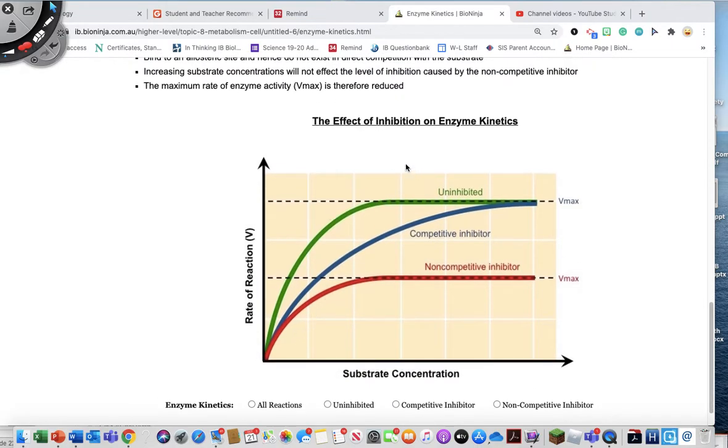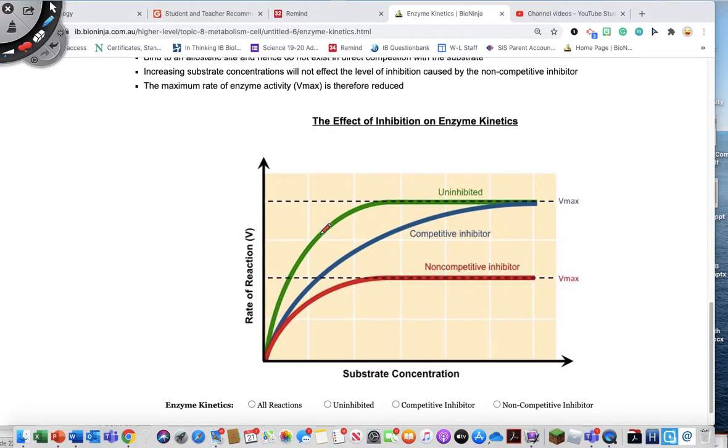So here we see the effect of inhibition on enzyme kinetics. On the y-axis, we have the rate of the reaction, and on the x-axis, we have the substrate concentration. Vmax is going to be the maximum rate of the reaction.